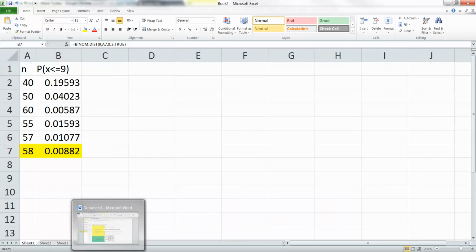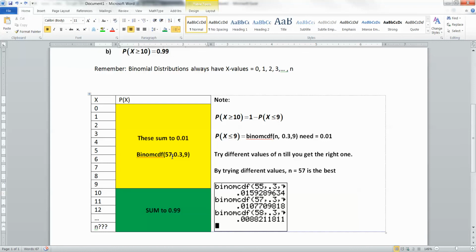So let me go back to this, and we're going to make it 58. 58 is the best bet. Sorry, that was correct. I should have thought of that. Sorry about that. All right, I hope that helps.